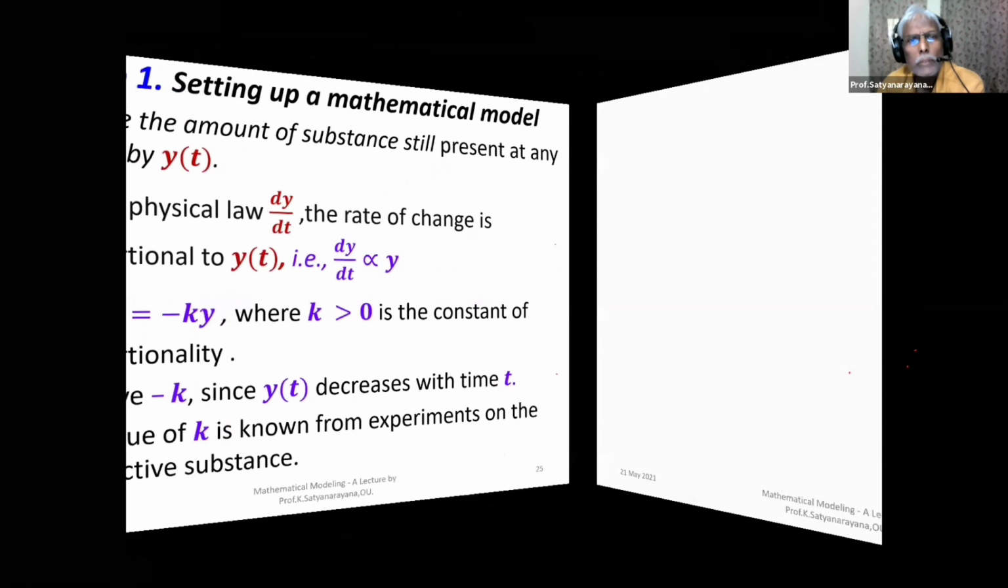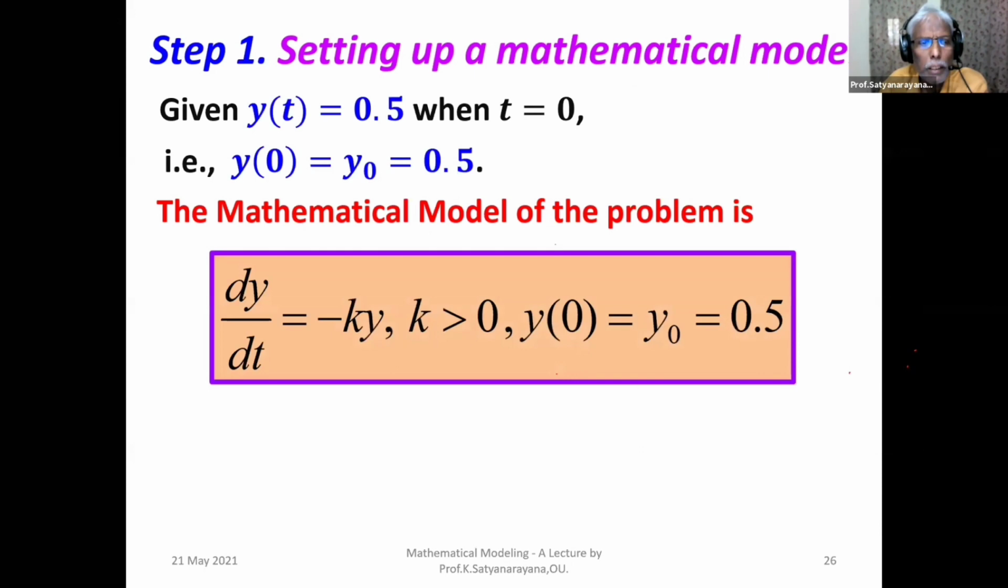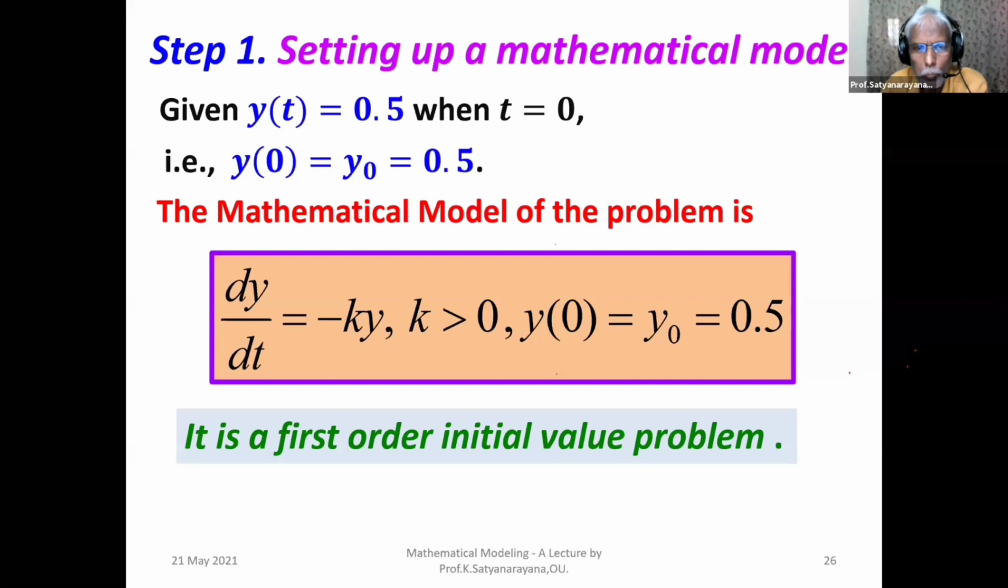Set up the mathematical model. Given y of t is equal to 0.5 when t is equal to 0, this is the initial condition. y of 0 is equal to y naught is equal to 0.5. The mathematical model of the problem is dy by dt is equal to minus ky, k greater than 0. The initial condition is y of 0, y naught, is equal to 0.5. What is this? It is a first order initial value problem.